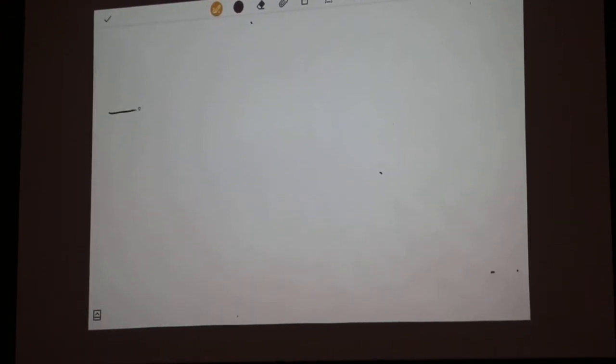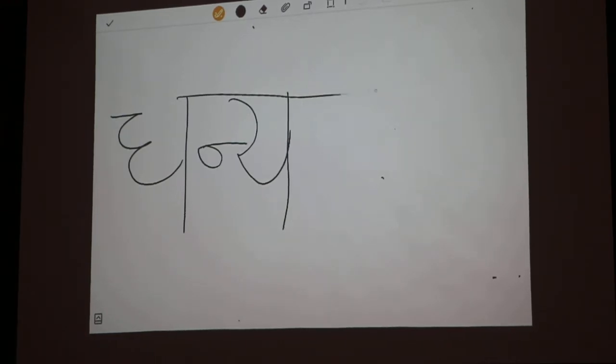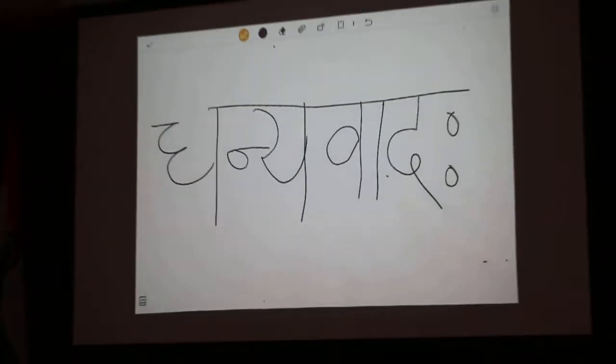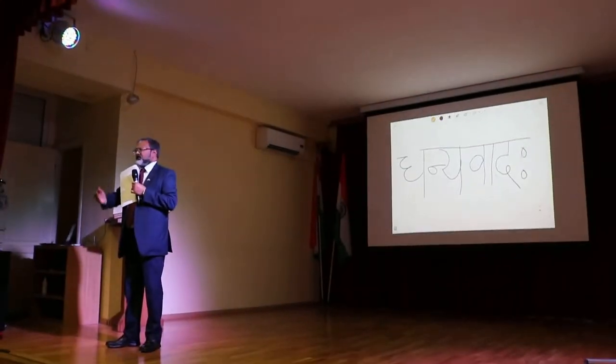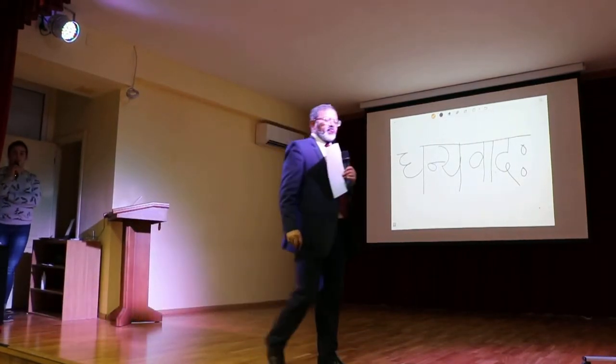First letter is dha. Nya. Na half. Ya, dhanya. Va, da. Dhanyavad. Actually, this is part of grammar, but we must start now. Dhanyavad in singular will be dhanyavadah. We'll say dhanyavadah. Hindi form is dhanyavad, Sanskrit form dhanyavadah.